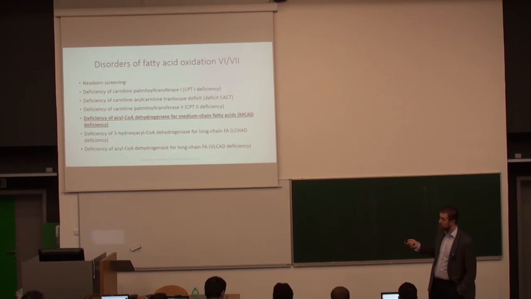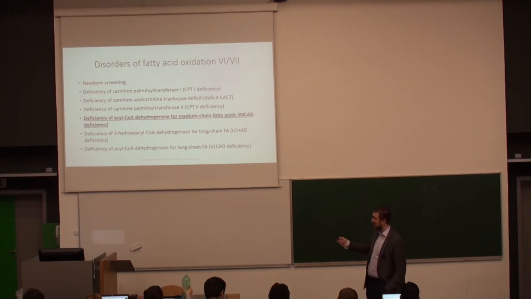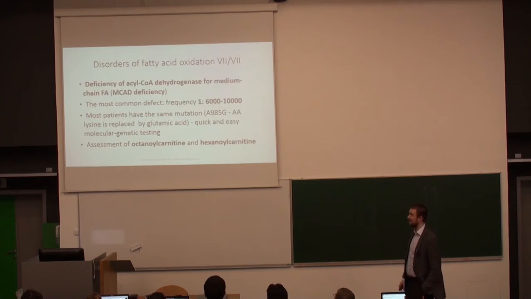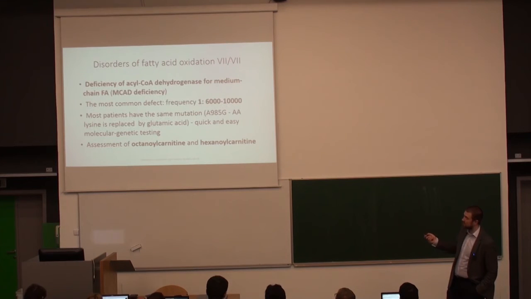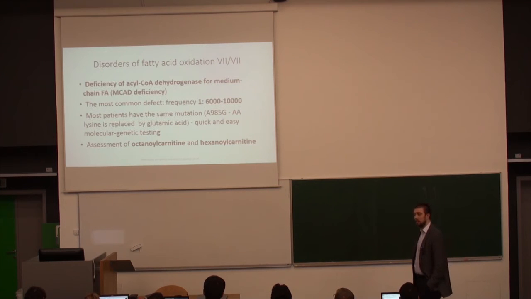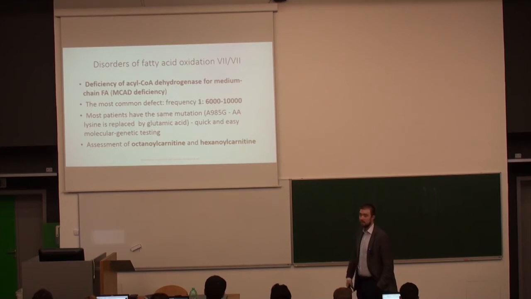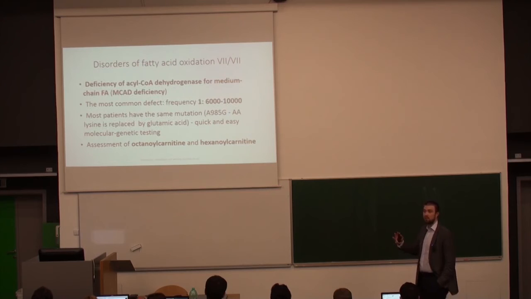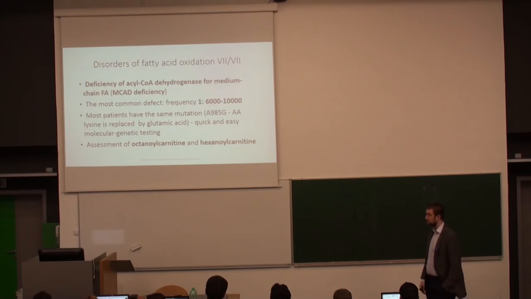And why we took for today the deficiency of acyl dehydrogenase for medium chain fatty acids is due to the fact that it's the most common defect. Yes, the incidence is around 1 to 6,000 or 1 to 10,000. That depends on what country, what population, but it's the most common of them. And if you take all problems with beta oxidation, they are really quite common. So each doctor should know about it.